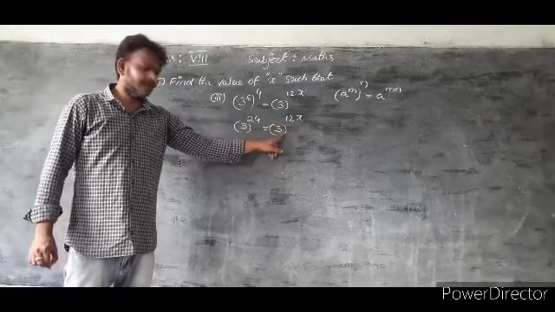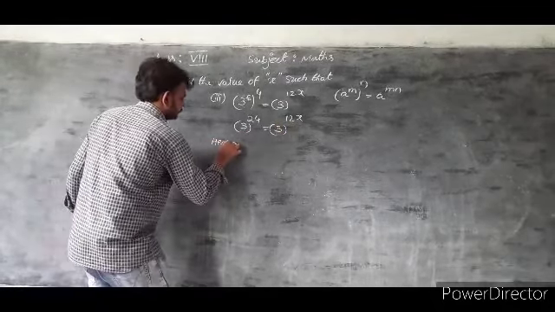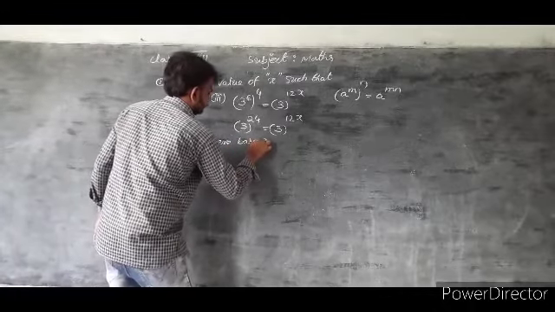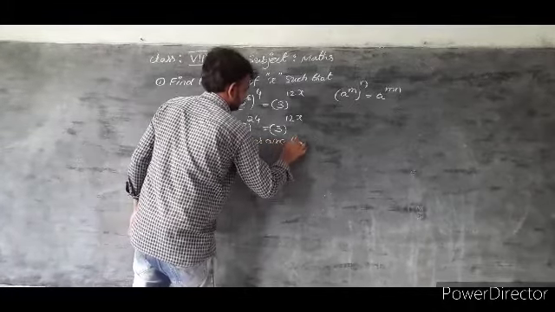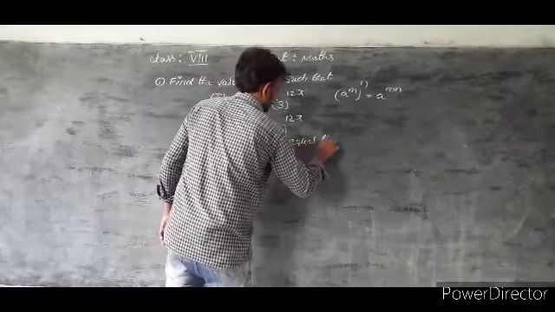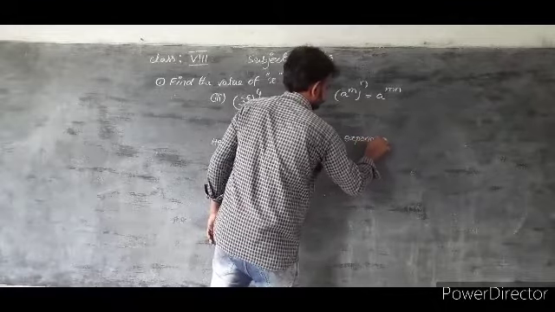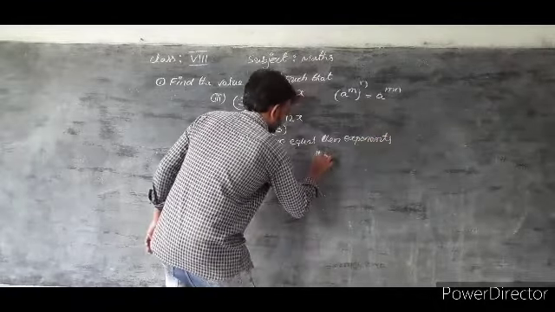So here bases are equal and equal to is there. So here bases are equal, then exponents must be equal.